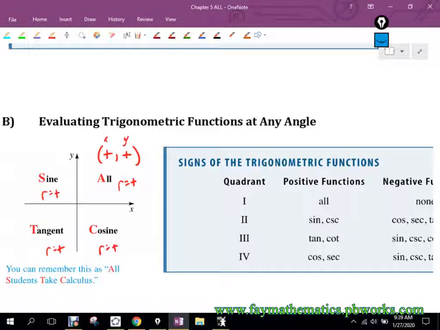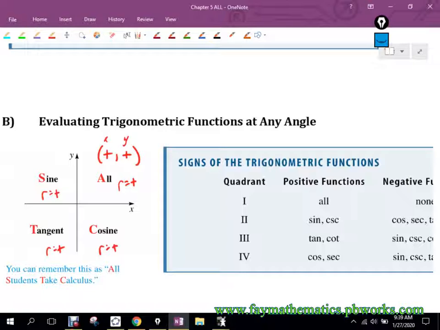Tangent, we just said, was sine divided by cosine, right? Well, you just said sine was positive, cosine was positive. So I divide a positive by a positive, what do I get? Positive. Okay? So the tangent's positive. So if the sine is positive, is its reciprocal positive?